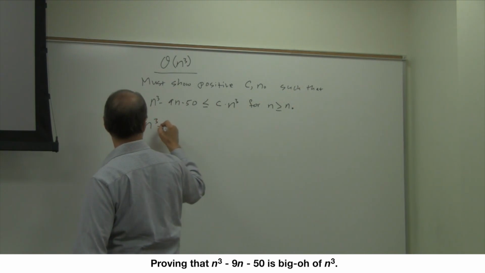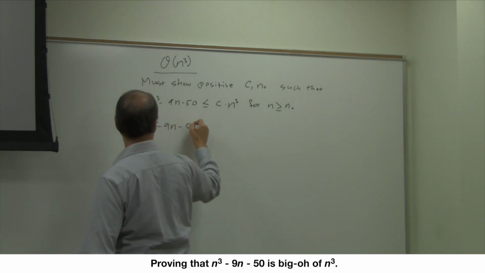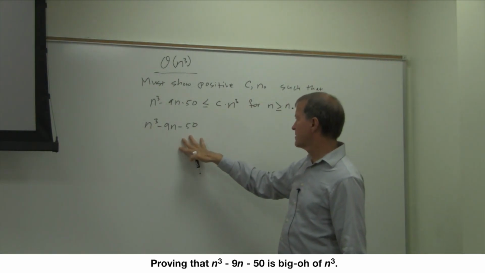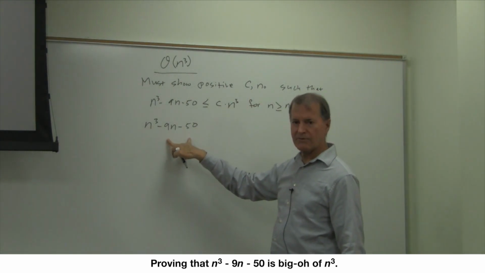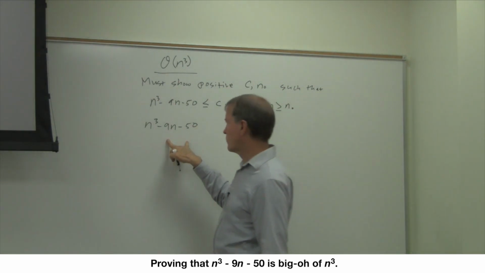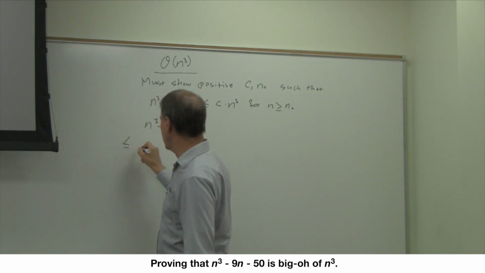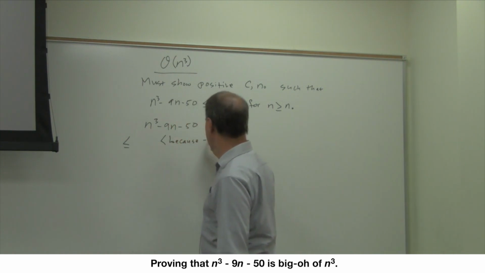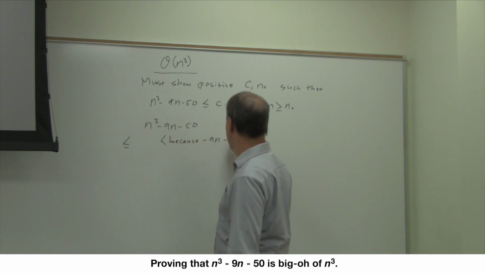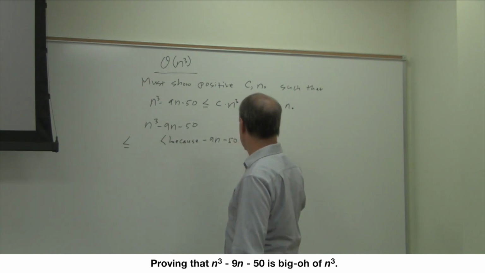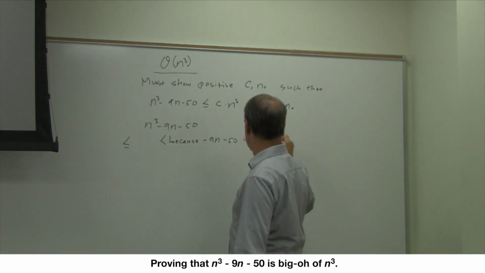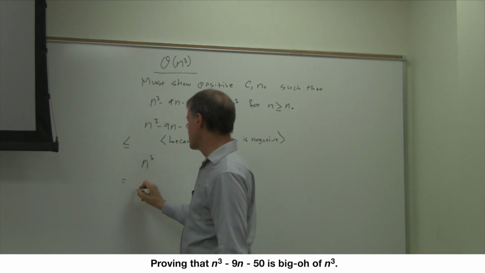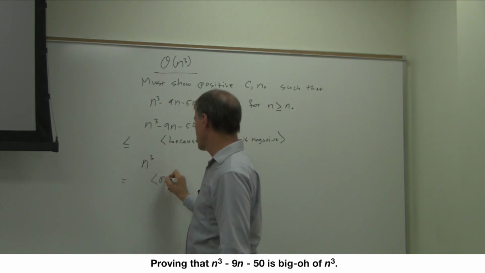So what you do is, we start here. Now how does this one work? On this one, can you just drop this? Oh yeah, because this is negative. Okay, so for this one you can just say this is less than or equal to, because negative 9n minus 50 is negative, you can just make that be n cubed. And then this equals, provided c equals 1.